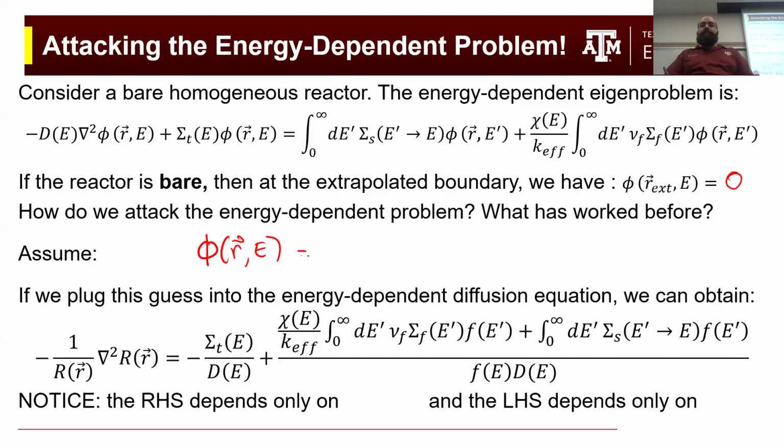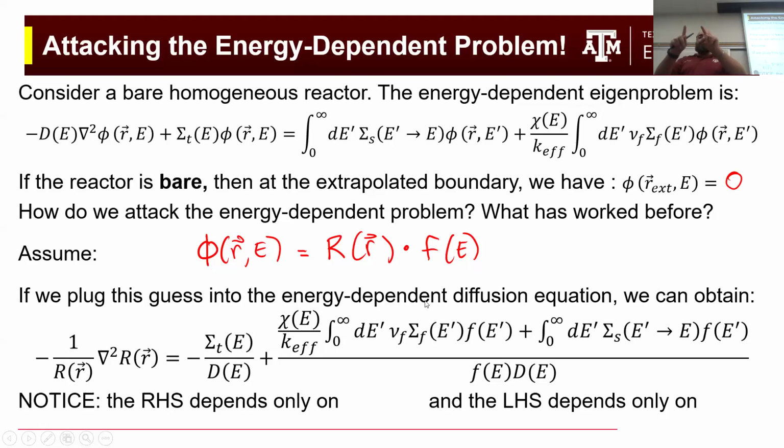can be separated out into two parts. One part is a space function that only depends on the position in our reactor, and the other part is an energy function that only depends on the energy of our neutrons in our reactor. That's a simplifying assumption: the overall distribution looks like two distributions multiplied together, one a spatial shape function and the other an energy distribution function. That's what f of E is. It's an energy distribution function.